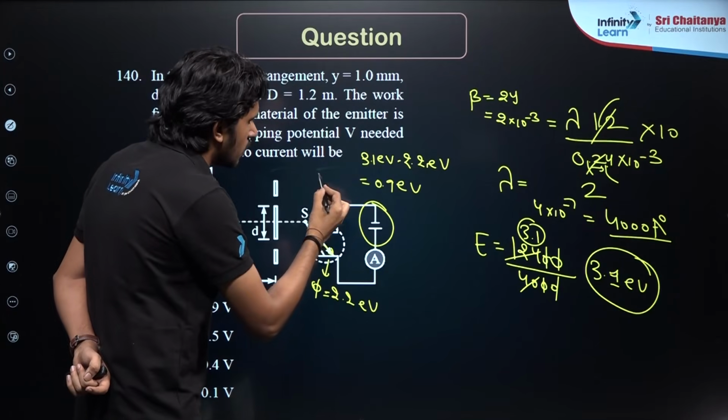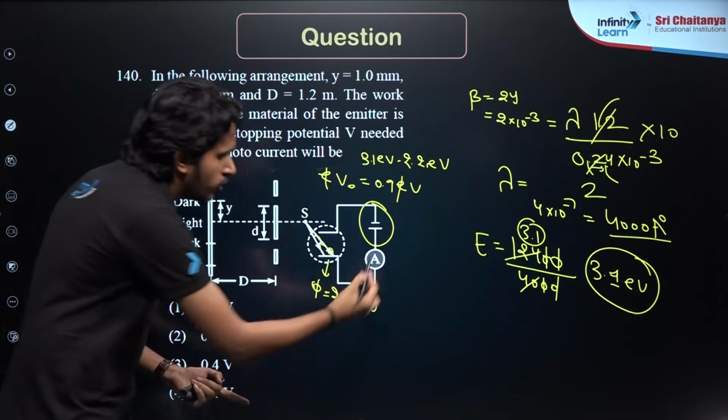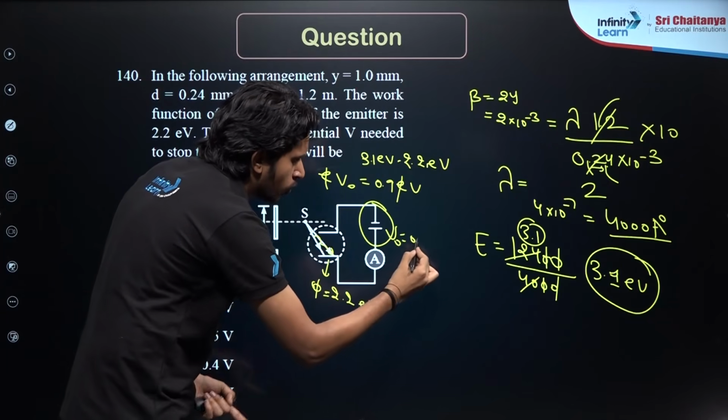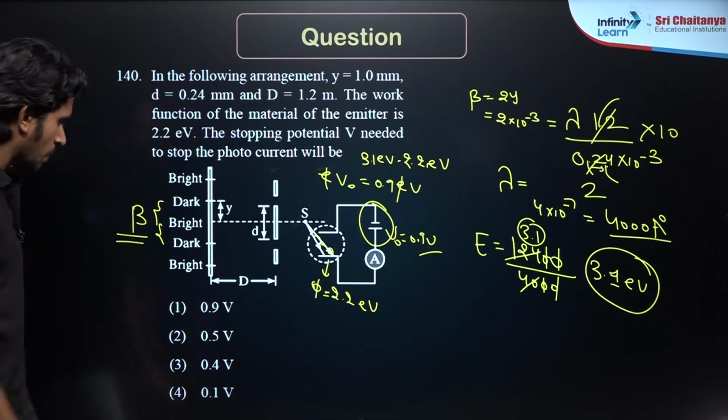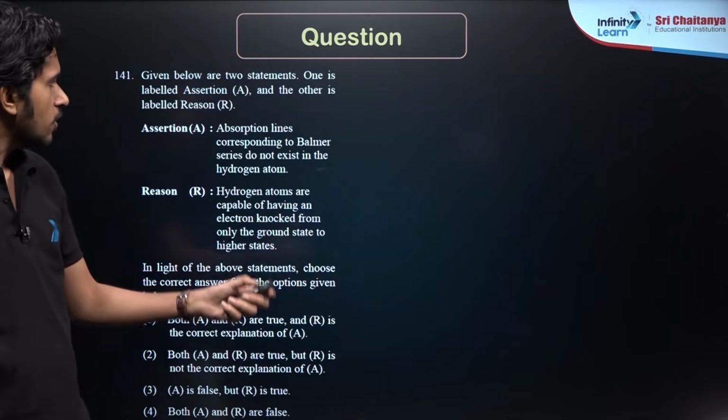So let's equate it with e V naught. So the value of V naught will be 0.9 volt. Simple. Option 1. Then we have the next problem.